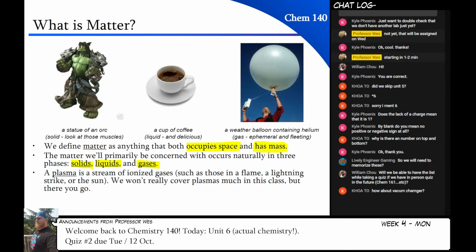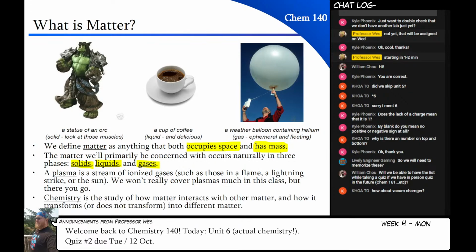We're not going to talk about things like Bose-Einstein condensate, or supercritical fluids. Those exist, and we'll probably mention those in 162. But we're going to stick with the 3 basic phases because we're going to make this a very simple chemistry level experience for this course, and then general chemistry.